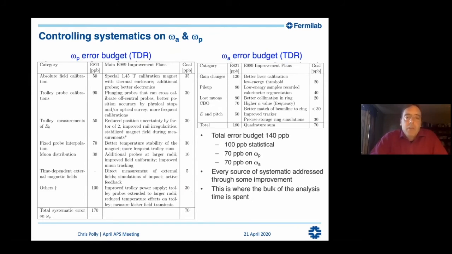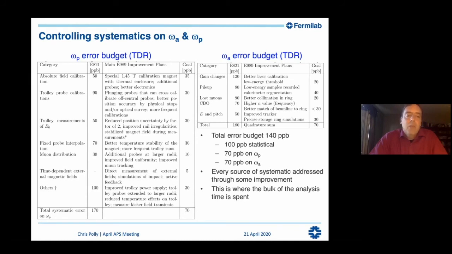So unlike the Mu2e experiment, where it comes down to really understanding and controlling your backgrounds, this is really more of an AMO type experiment where we really need to understand all the systematic errors on omega A and omega P. As I mentioned, our total error budget is 140 parts per billion. 100 parts per billion of that is statistical, and we define an error budget for omega A and omega P each individually to be a total of 70 parts per billion.